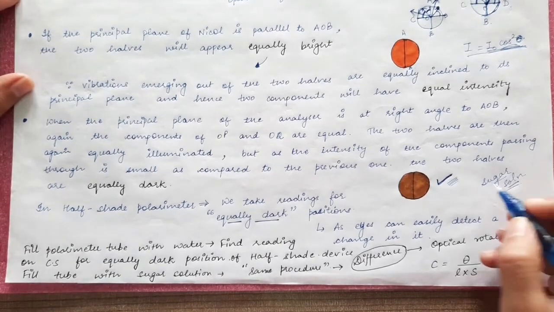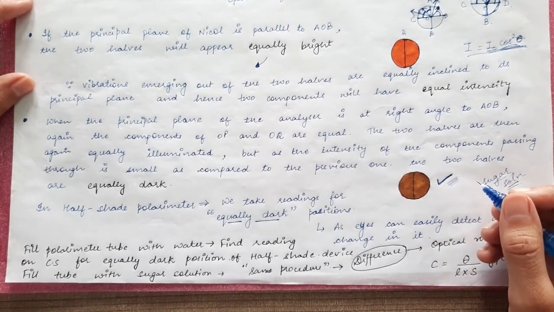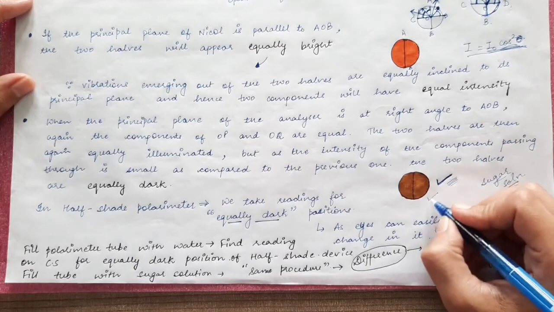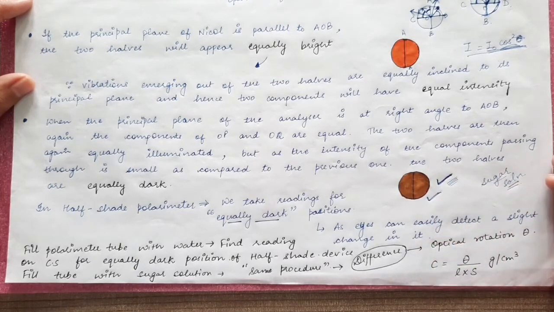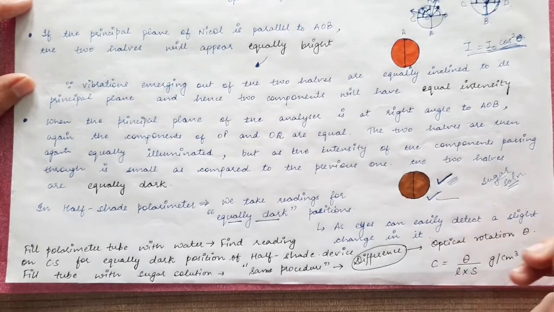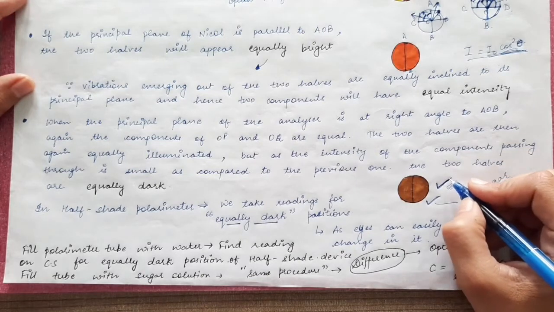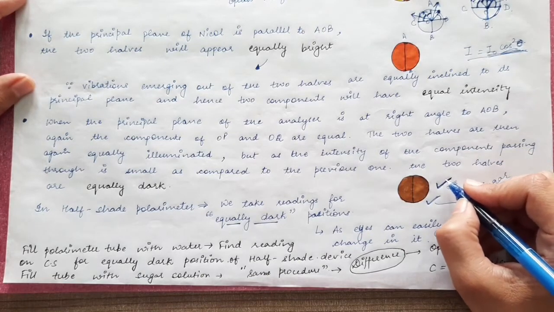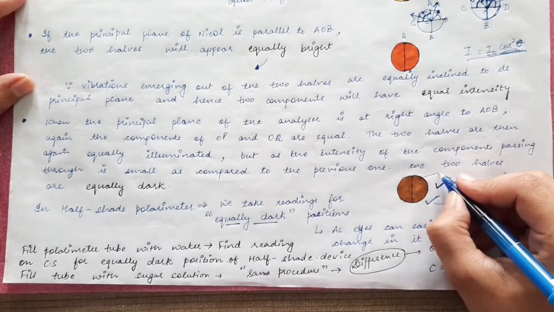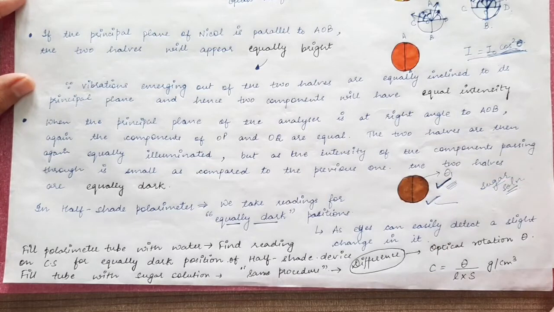So now again we will rotate the analyzer, and we will find a position in which we get equally dark position of the analyzer. So two halves must be equally dark. So we again find the position of the analyzer and again we measure the angle. So let's suppose when you had first filled the glass tube with pure water, with filtered water, the angle at the circular scale which you measured was θ1 for this equally dark position.